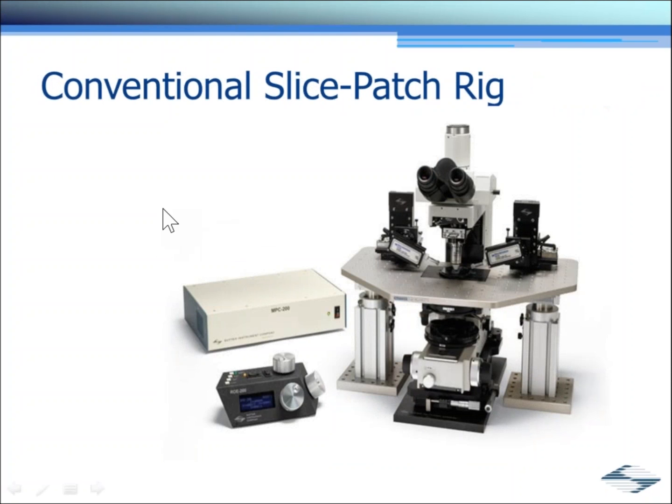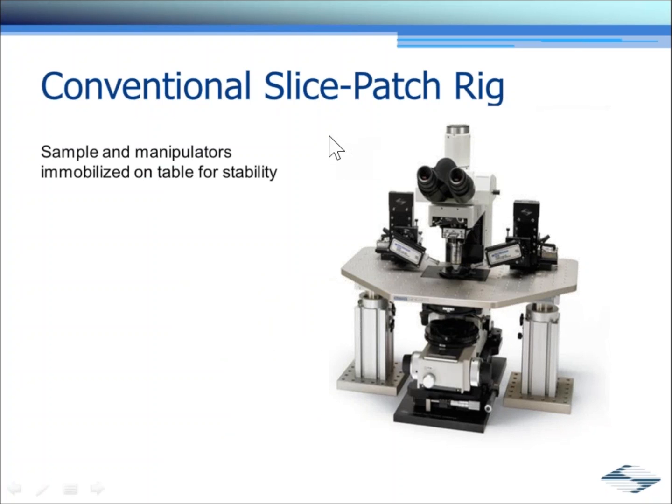On the other side of things, let's take a conventional slice patch rig that many of our neuroscientists are familiar with. Here we have the sample, and the manipulators are immobilized on the stage table for stability. The scope and objective translate to access different locations. If we look at the bottom of the microscope here, we see that the microscope is actually mounted on an XY translator, which means that the microscope itself and even the objective can move around the sample area without moving the sample or the manipulators that are attached to the sample.